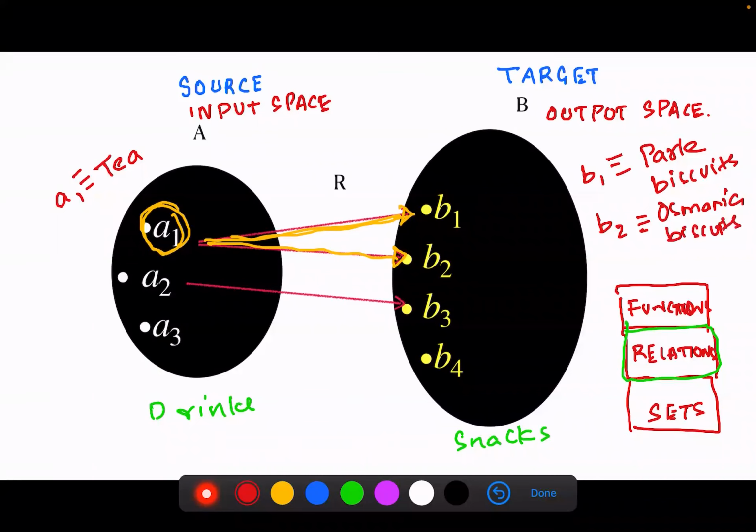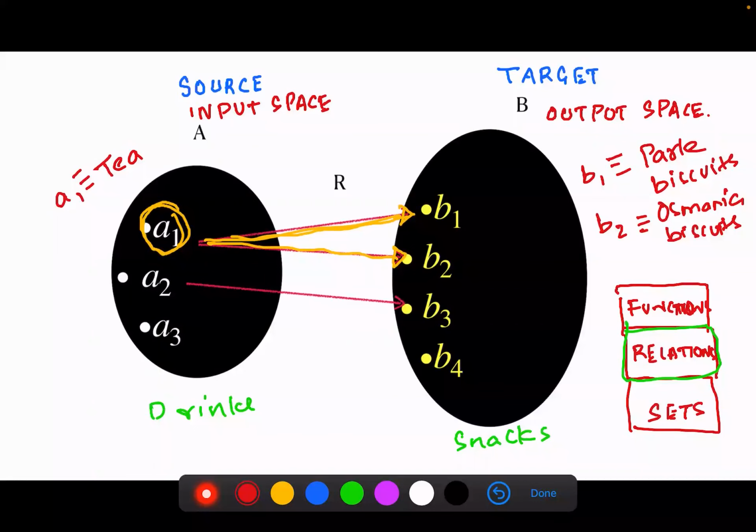So maybe, let's say the set B is a set of snacks, right? Set A is a set of drinks. So I am having a relation, a meaningful connection, right? Now this reflects my preferences maybe. Somebody else's preferences might be different, so they can be understood differently.